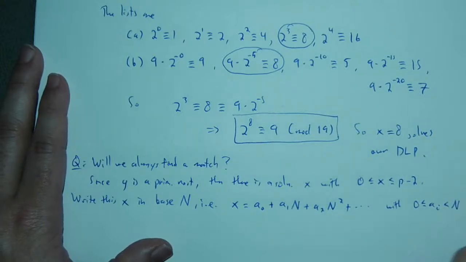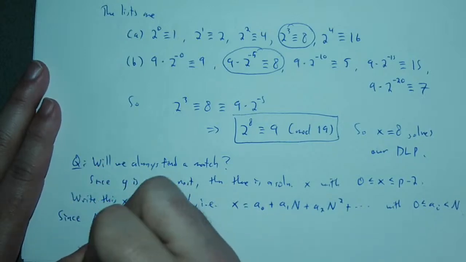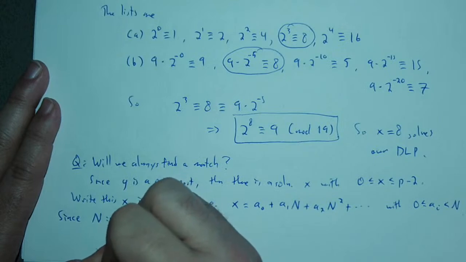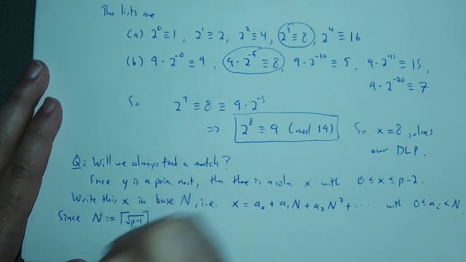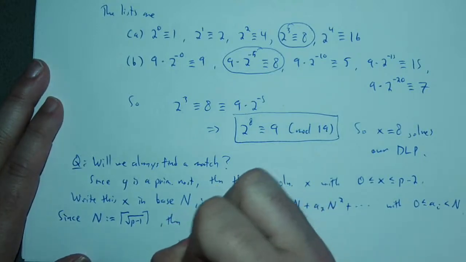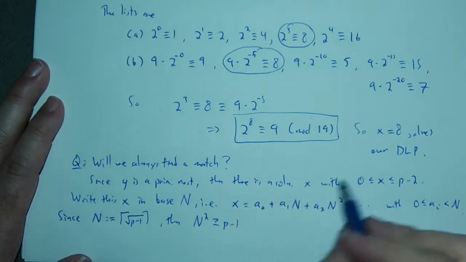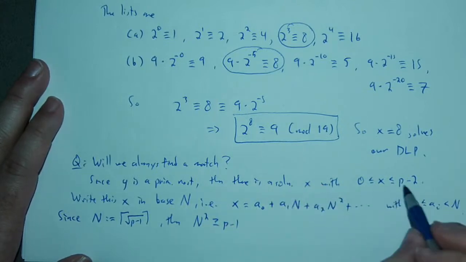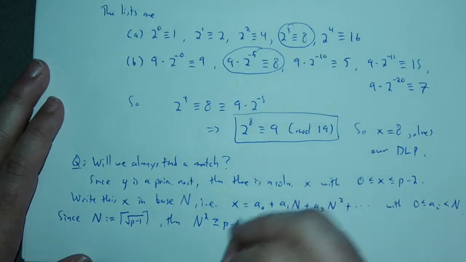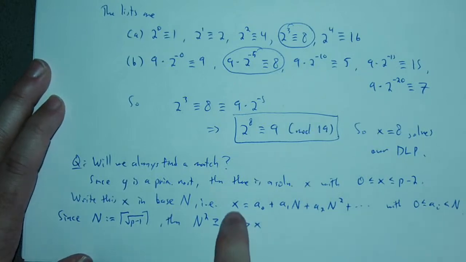Okay, so since big N is defined to be the ceiling of the square root of p minus 1, then big N squared is greater than or equal to p minus 1. But x as a solution is between 0 and p minus 2, so this is definitely bigger than x. But if I've written x in base N in this way, right?